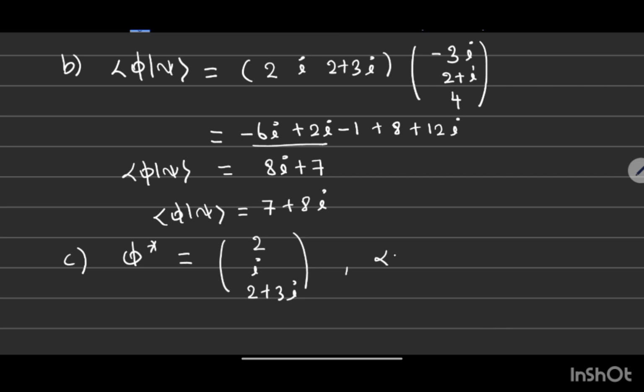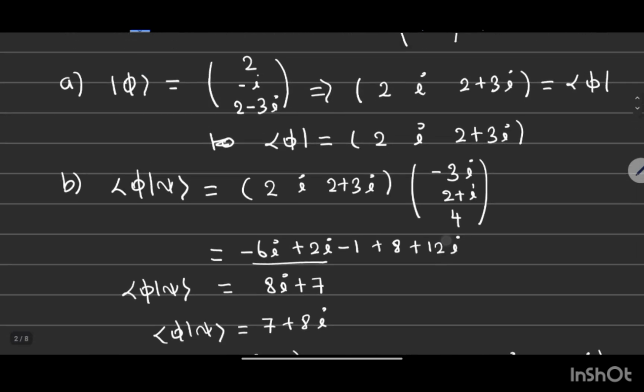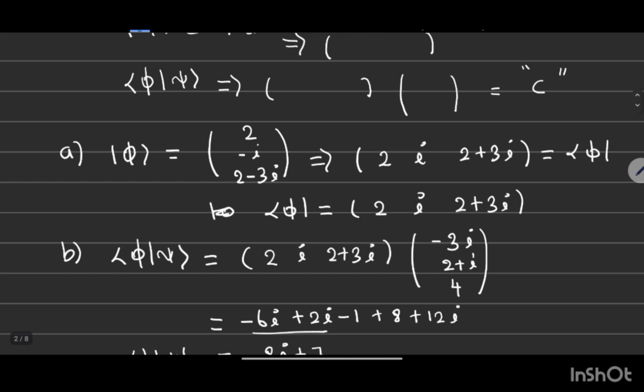Whereas bra phi is a row matrix which consists of the elements 2i, 2 plus 3i. Here you can notice immediately that although the elements are the same, phi star is a column matrix whereas bra phi is a row matrix. These two are completely different and they are not equal. Okay, that's all for the first problem.